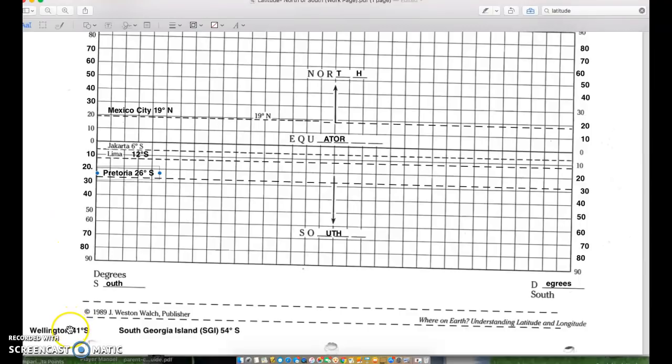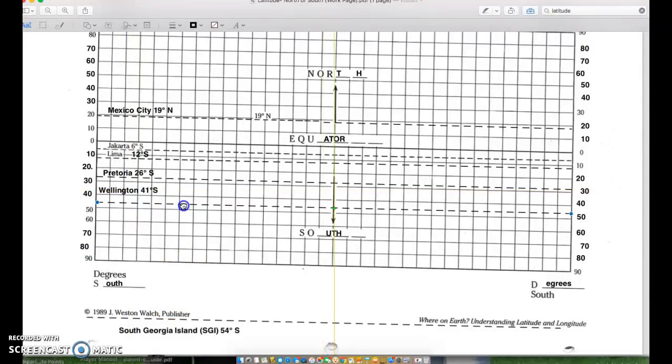Our next city is Wellington. That's at 41 degrees south. So I'm going to place Wellington right there. And I'm going to dot in my line at 41 just below the 40 degree line right there. So it's not Wellington down the street on Fishinger Boulevard. That is Wellington, New Zealand.